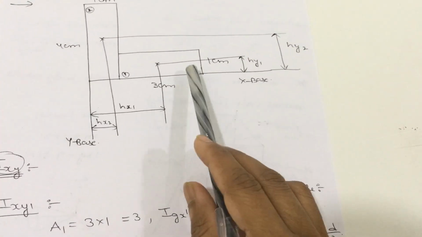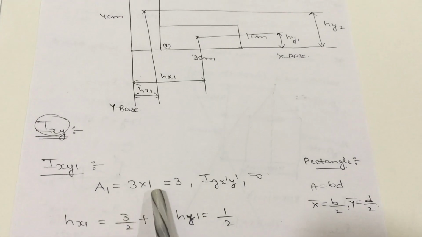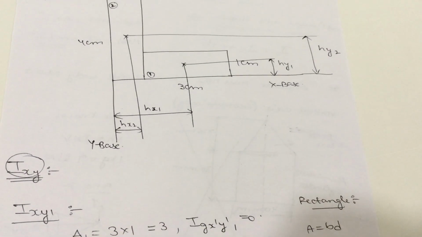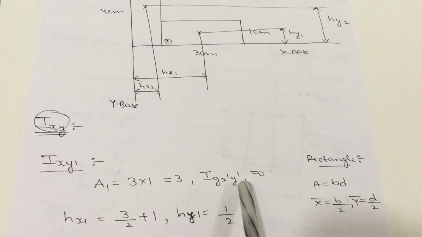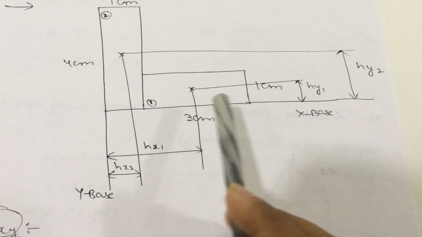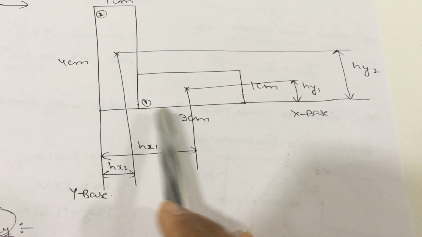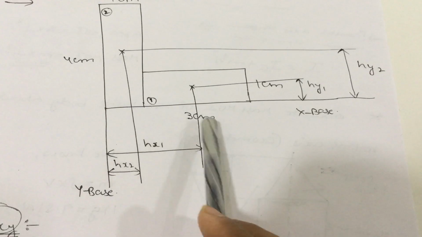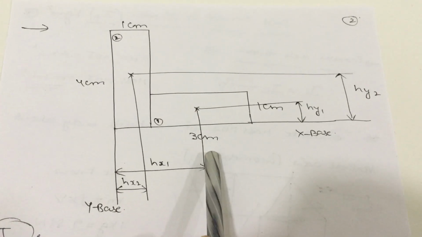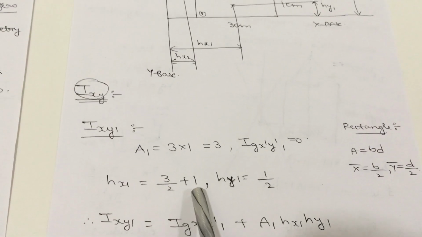Area value. For the first section, B value is 3 and D value is 1. So 3 into 1. Next, as it is symmetrical about both the x axis and y axis, you will get Ig value for the first section as 0. Next, hx1. Now see here, from this point to the y base, hx1. So 3 centimeters is the dimension up to the first section only. So the formula will be applicable up to here only. So 3 by 2 according to the formula, plus 1 up to the y base. So 3 by 2 plus 1.